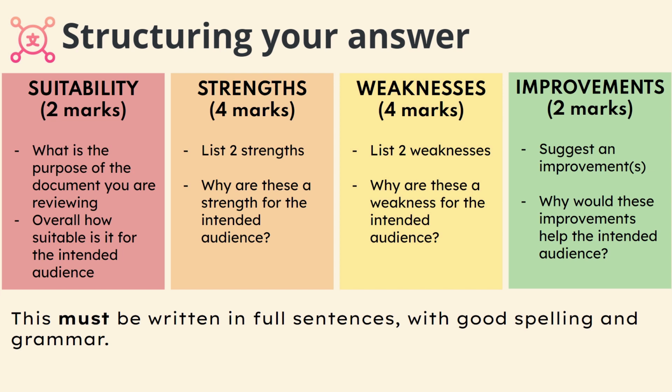Then you're going to go into 2 strengths and why they're a strength. So I usually suggest stating a strength, telling me why it's a strength, stating another strength, why is it a strength, and then going on and doing the same with the weaknesses before finishing up with some improvements. So suggest an improvement. How can the designer make whatever the document is better for the intended target audience?